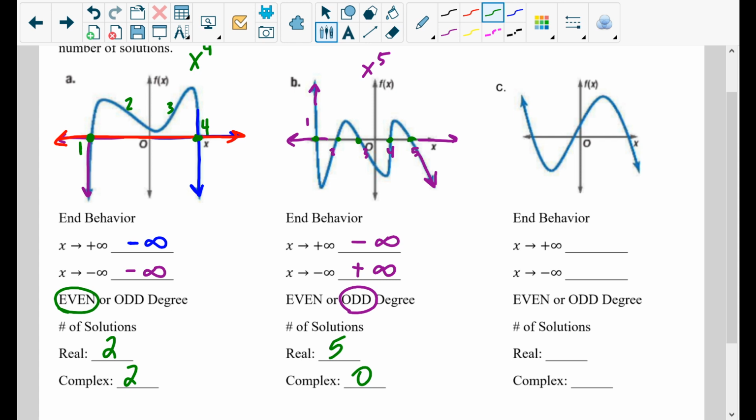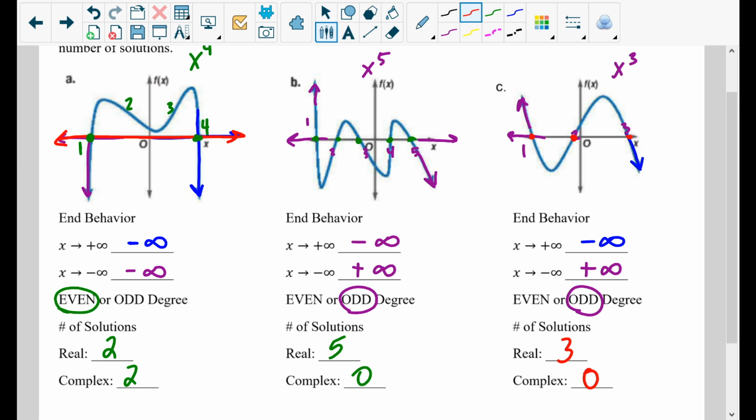And take a look at the last one here in example C. Again, we're going opposite directions on our graph. To the right, as x increases, y is decreasing, so we're going to negative infinity. As x decreases, the graph is increasing, so we're going to positive infinity, which means it's going to be an odd degree. Well, what is that degree? A degree is 1, 2, 3 changes, so x to the third in this problem. Now, how many real solutions do I have? Here's a real solution, here's a real solution, and there's a real solution, so 3 real solutions, no imaginary solutions.